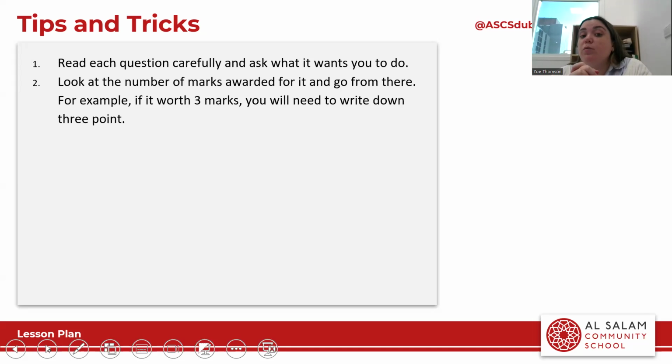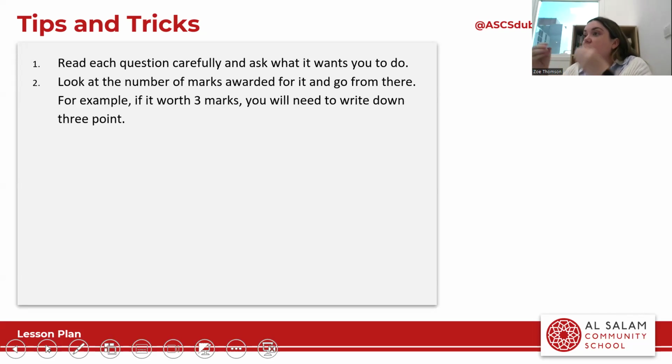You need to look for the number of marks awarded for it and go from there. So, for example, if a question is worth 3 marks, you need to write down at least 3 points. Okay? So, I'm going to give you an example of this. One of your questions in the short answer section is worth 3 marks, but it's asking you to identify 2 things. And then it's giving you a list of 3 aspects. Sounds a bit confusing, I know. But if it's saying identify 2 and it's worth 3 marks, we're going to do 2 times 3, which is 6, okay?